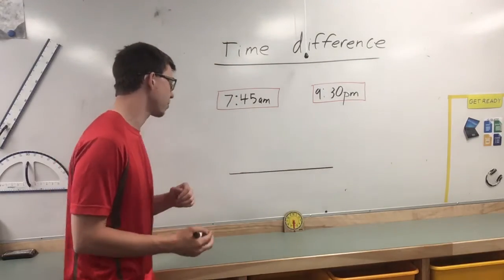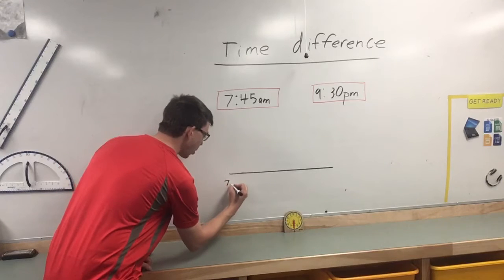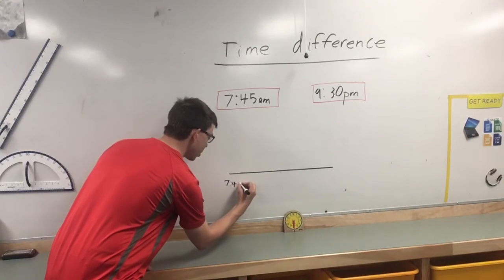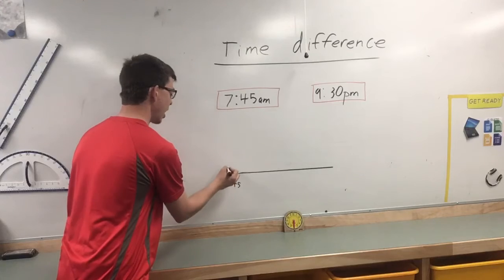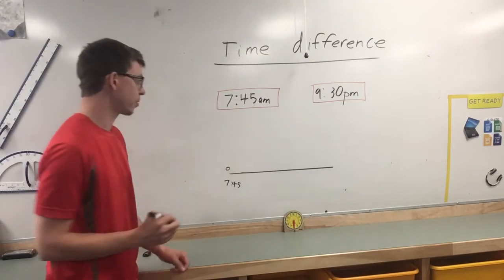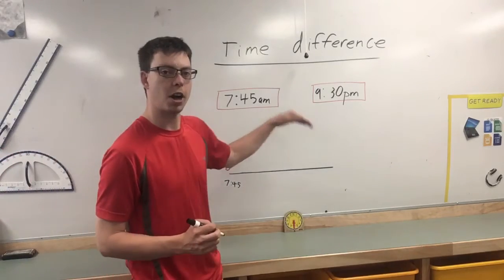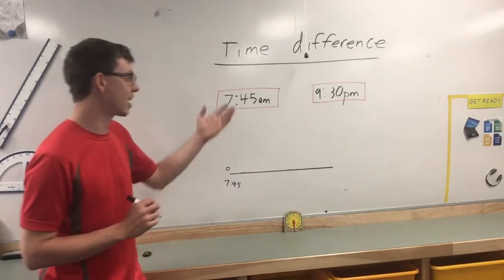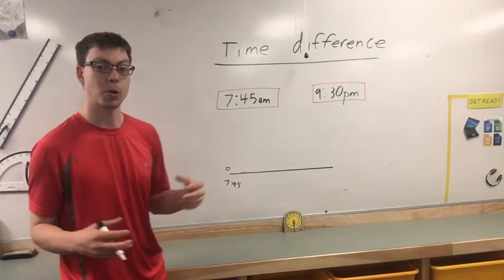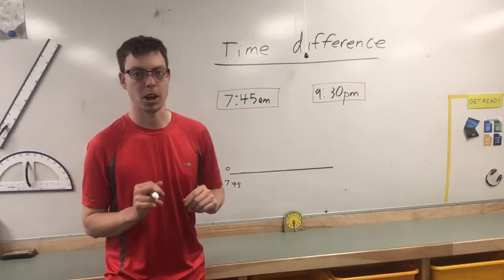So this is what we're going to do. We're going to start with 7:45 down here and start at 0. And I'm going to keep frog hopping all the way up until I get to 9:30 p.m. And then I'm going to add all my frog hops together.